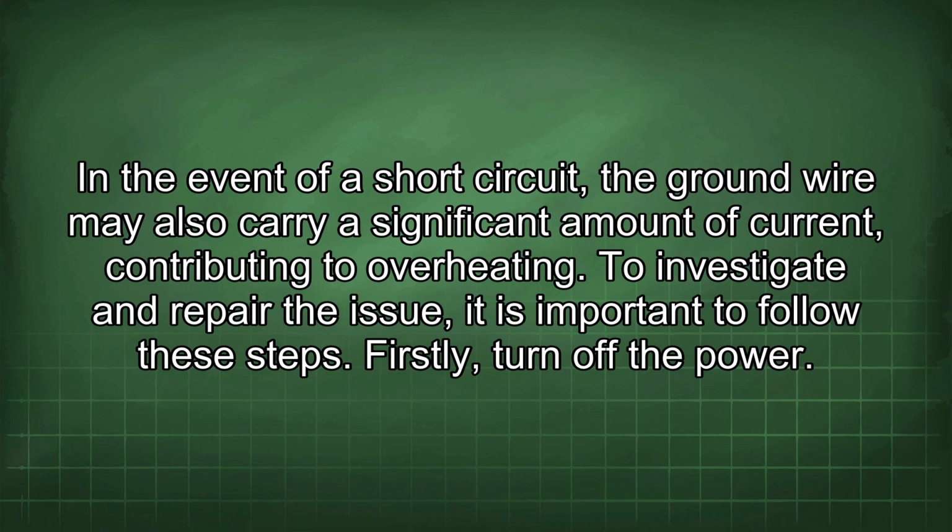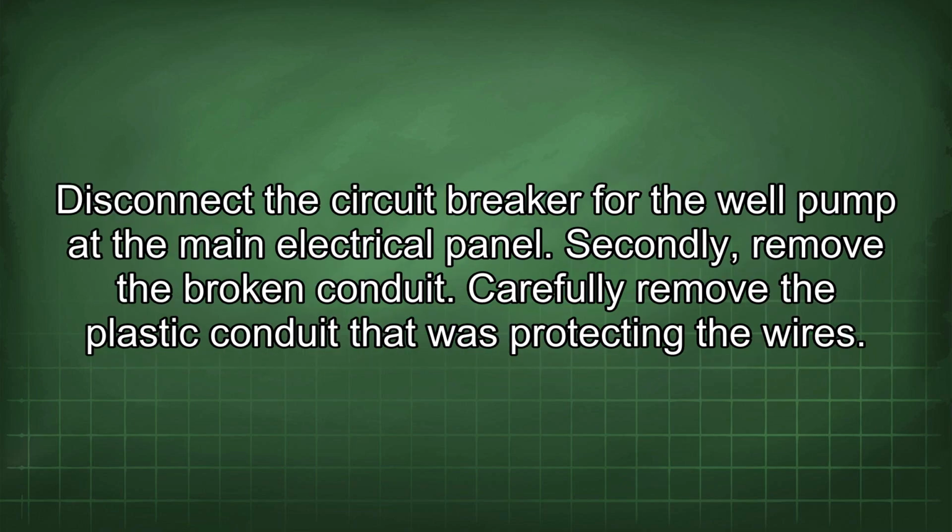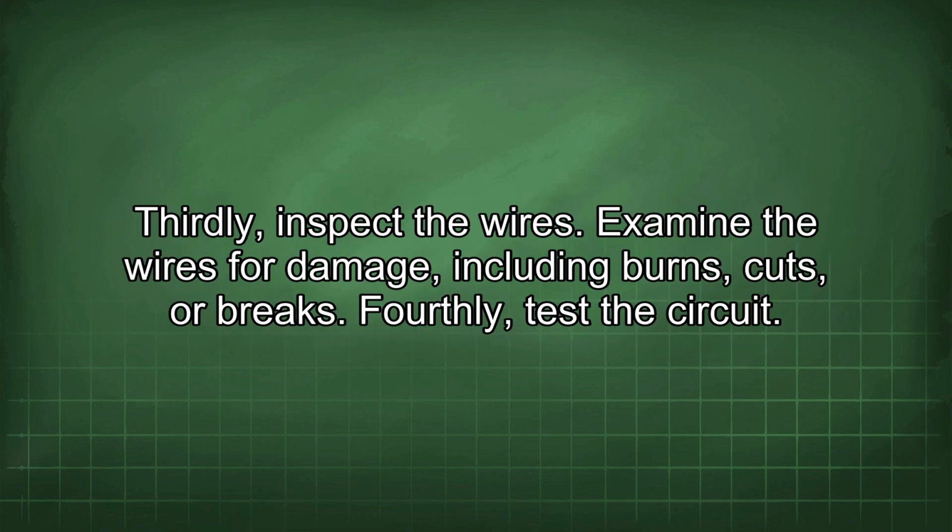To investigate and repair the issue, it is important to follow these steps. Firstly, turn off the power. Disconnect the circuit breaker for the well pump at the main electrical panel. Secondly, remove the broken conduit. Carefully remove the plastic conduit that was protecting the wires. Thirdly, inspect the wires. Examine the wires for damage, including burns, cuts, or breaks.